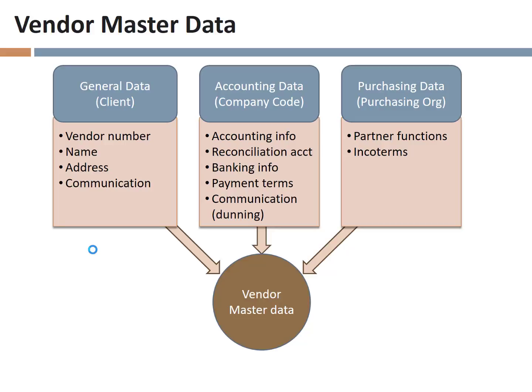As I mentioned a moment ago, the client data, name, address, communication, the number for that particular vendor, their account number, that's general data, universal throughout the client. Company code data, we're going to see accounting information. So this is going to be the reconciliation account, various banking information, information about payment terms, communication, dunning.